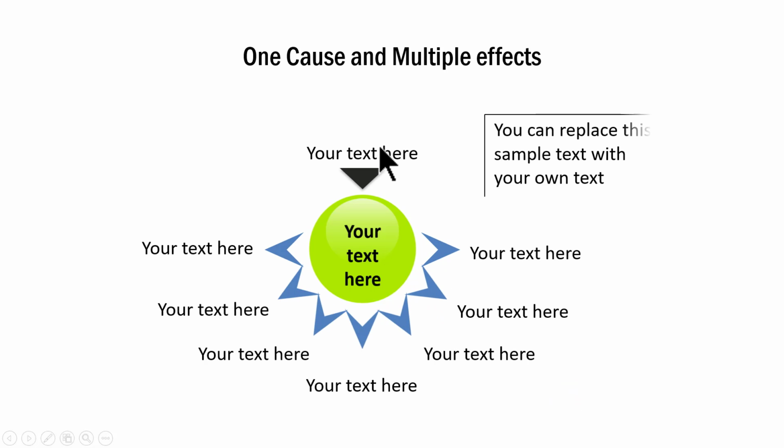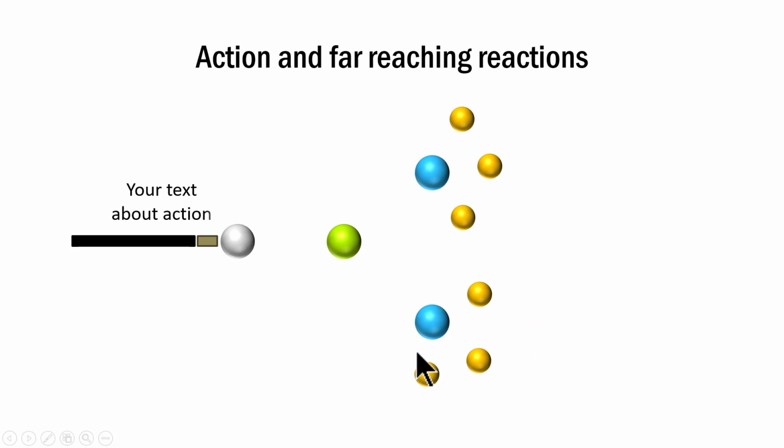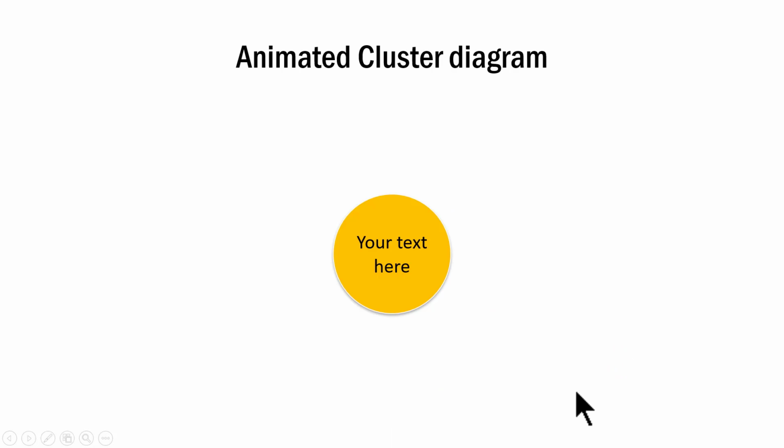If you want one cause and multiple effects in a more dramatic way, you can use something like this. You can see that this is one cause and these are the various effects. Another interesting way is to take the cue from pool. For example, you can see that this is the influencing factor and these are the multiple effects of that one influencing action.